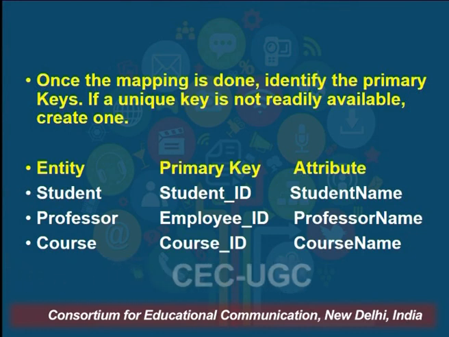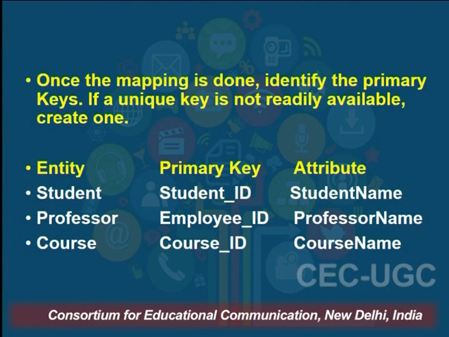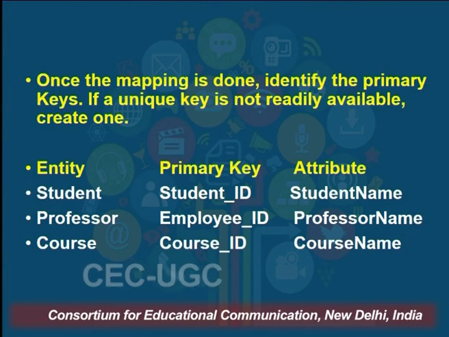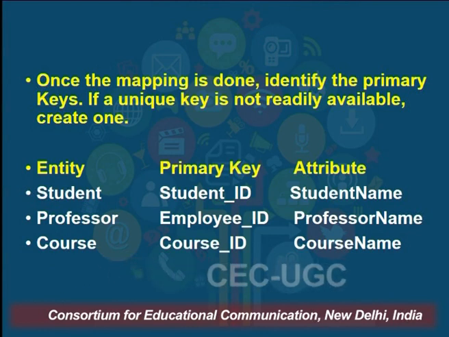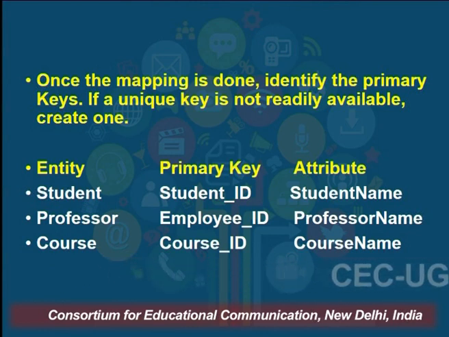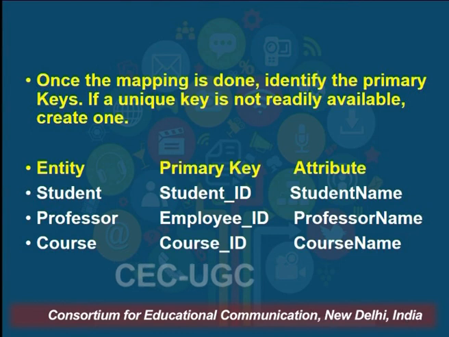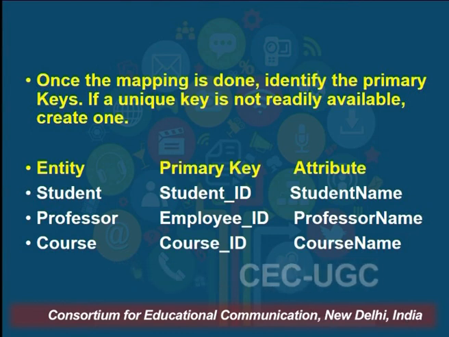Then for professor, we have a professor ID or employee ID, we can say. Then other attributes are professor name, address, salary, and there can be many others. Then for course, we have a course ID and the name of the course, and along with the name of the course we can have the total number of hours for which this particular course is being taught and from which particular location it is going to be taught.